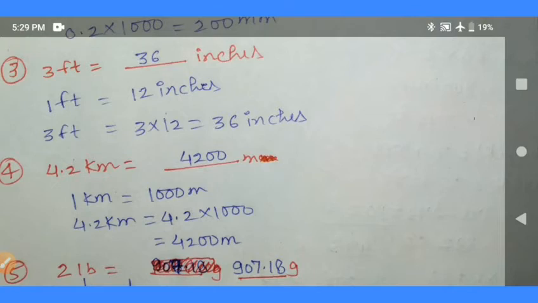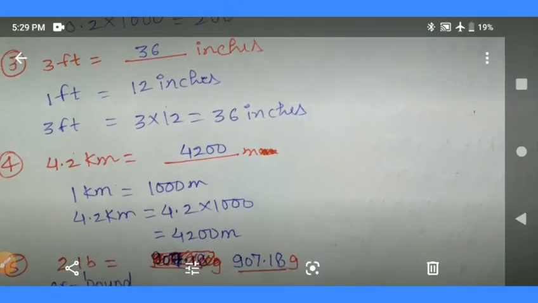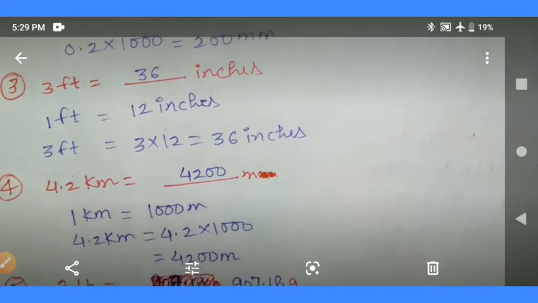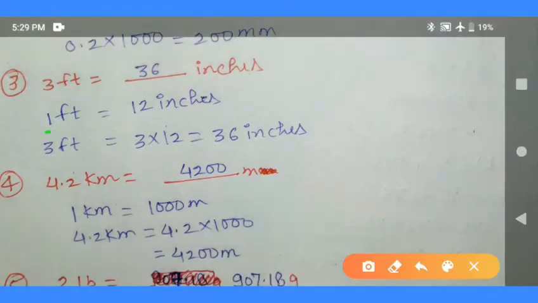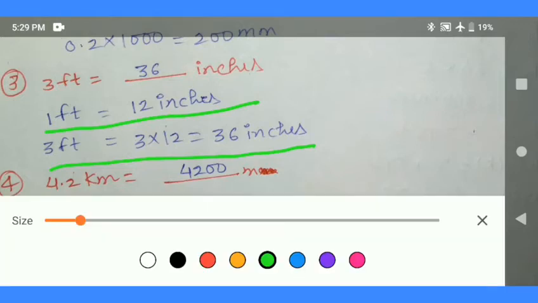3 feet is equal to dash inches. We know that 1 foot is equal to 12 inches. Then 3 feet is equal to 3 into 12, 36 inches. So 1 foot is equal to 12 inches and 3 feet is equal to 12 into 3, 36 inches. Okay, so this is the answer. Next.